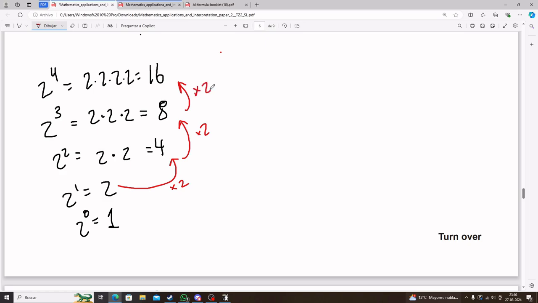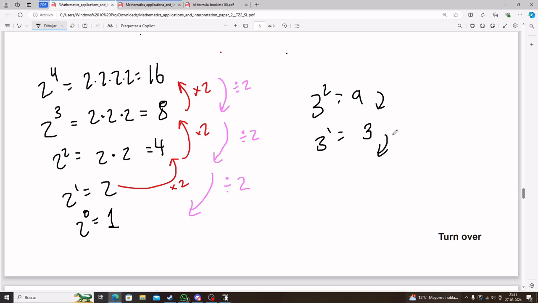Now that makes a lot of sense, but what if I tell you, okay, now go backwards? So if you were to go backwards, 16 divided by 2 gives you 8. 8 divided by 2 gives you 4. 4 divided by 2 gives you 2, and 2 divided by 2 gives you 1. And so this is a pattern that will always occur. You have 3 squared, it's 9. You have 3 to the power of 1, you're just dividing by 3, you end up with 3. You divide by 3 again, and 3 to the power of 0 has to equal 1.